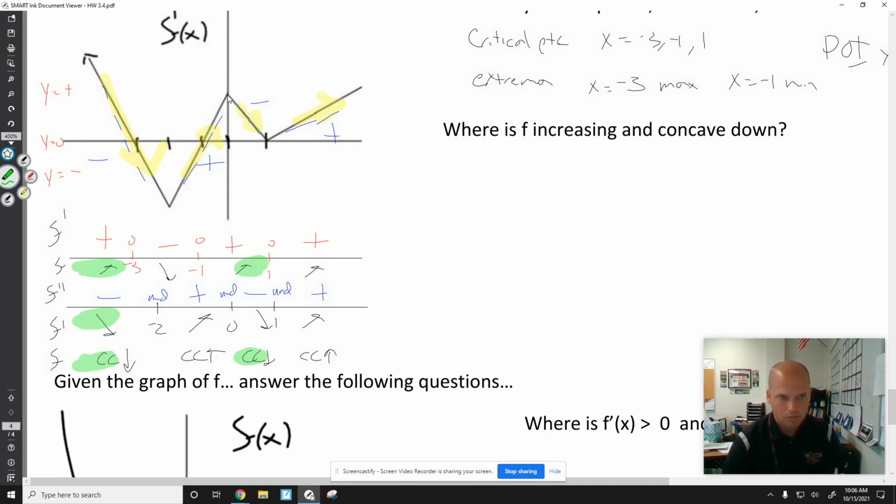There, I could just look at the graph and get my answer. F prime is positive, F double prime is negative, or F prime is decreasing. Do you have to do this entire thing? No, no. If you've done enough of them, I can get my answers.